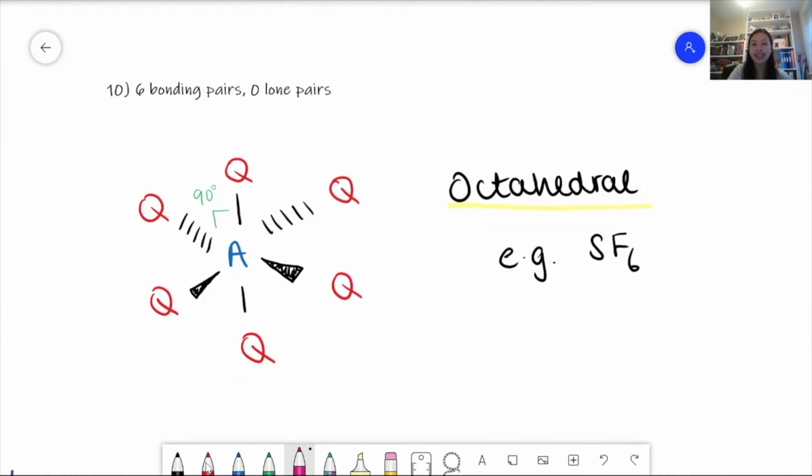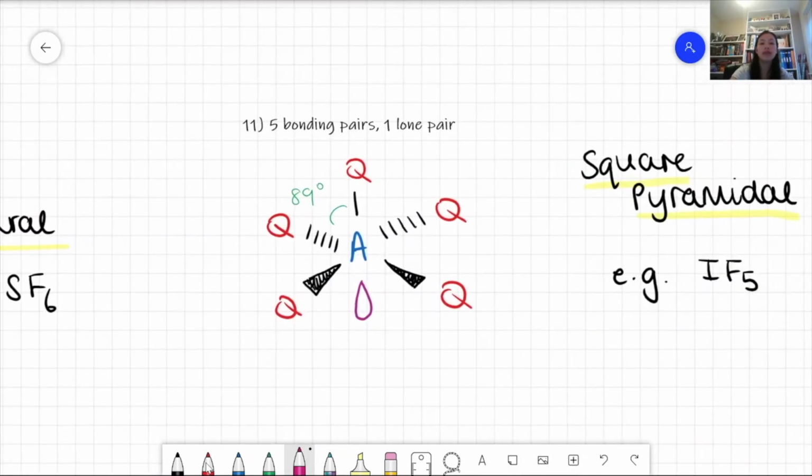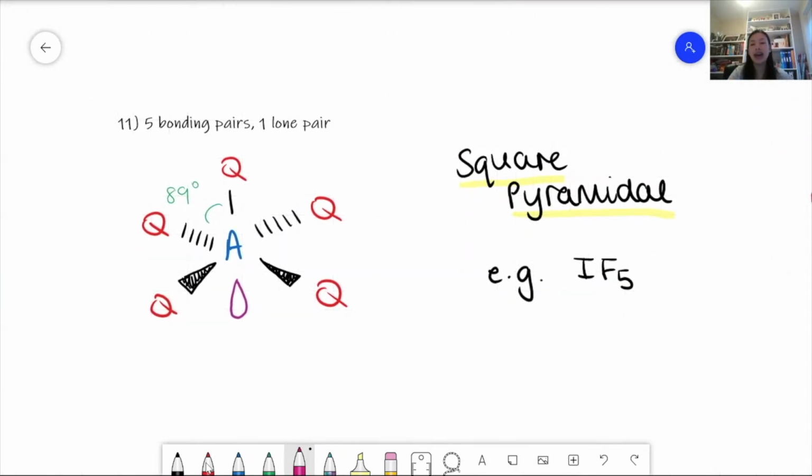Now we move on to 6 bonding pairs and 0 lone pairs. So this is 2 square-based pyramids on top of each other. So we have 90 degrees between everything, and we call this octahedral. If we then exchange a bonding pair for a lone pair, and we put it on the bottom, we get a square pyramid, but with the bottom slightly raised. So that's why this angle here is 89 degrees instead of 90. And we call this square pyramidal.